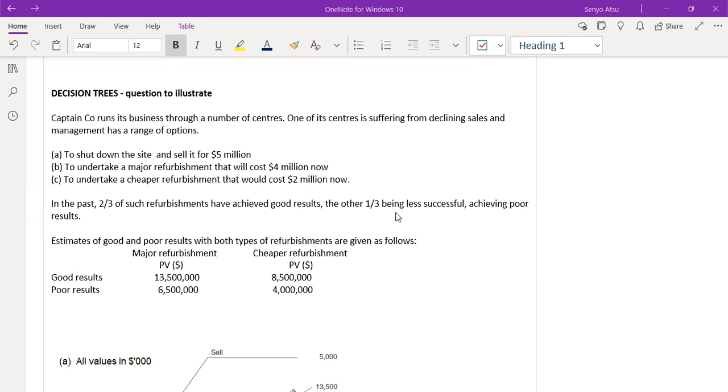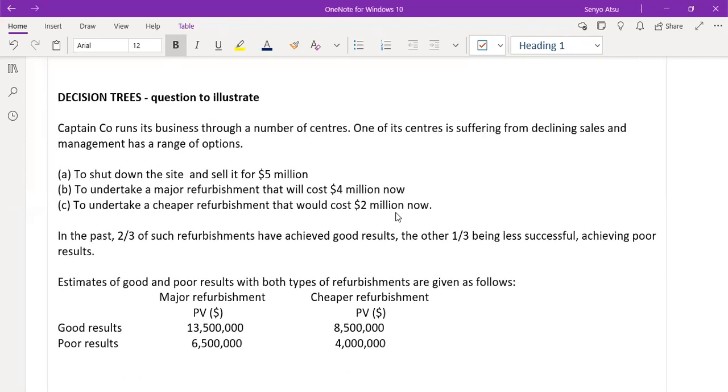I'm going to use a simple question here, which I picked from one of the content providers for the ACCA. Captain Co runs its business through a number of centers. One of its centers is suffering from declining sales, and management has a range of options to do A or B or C. We use decision trees to solve complex problems.